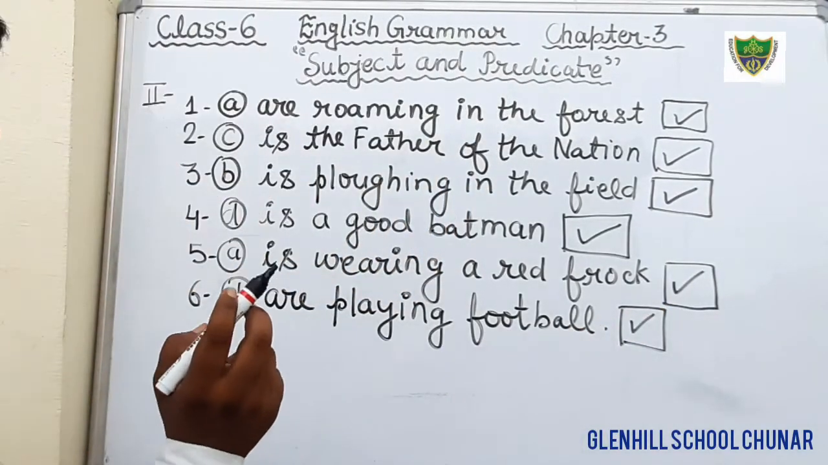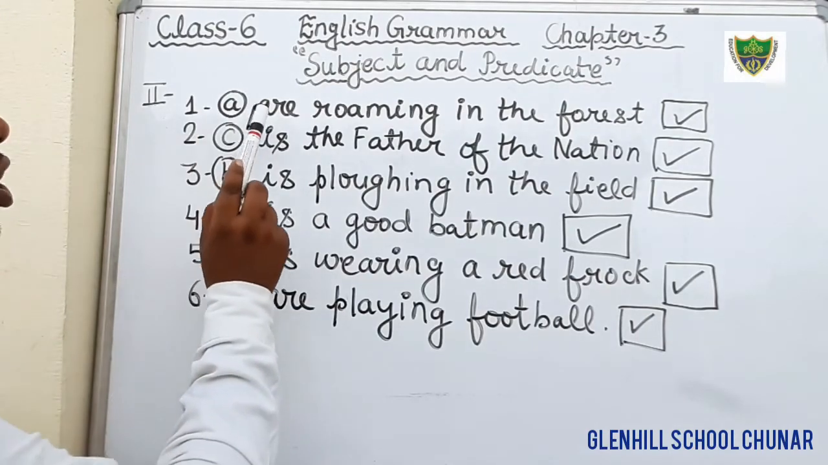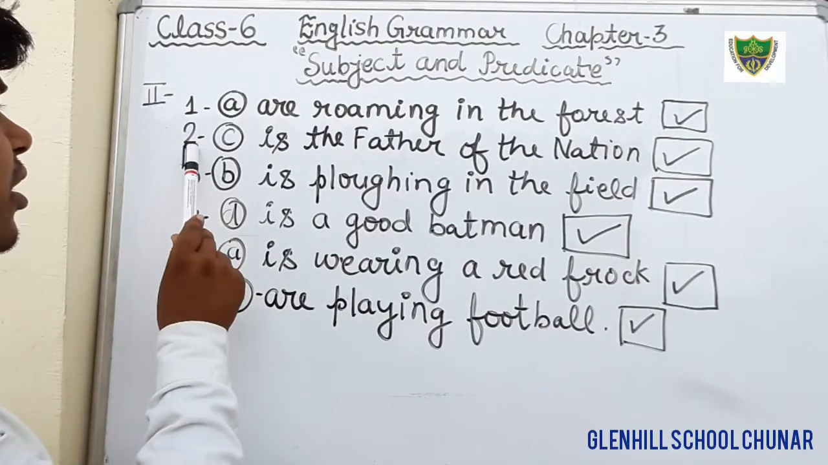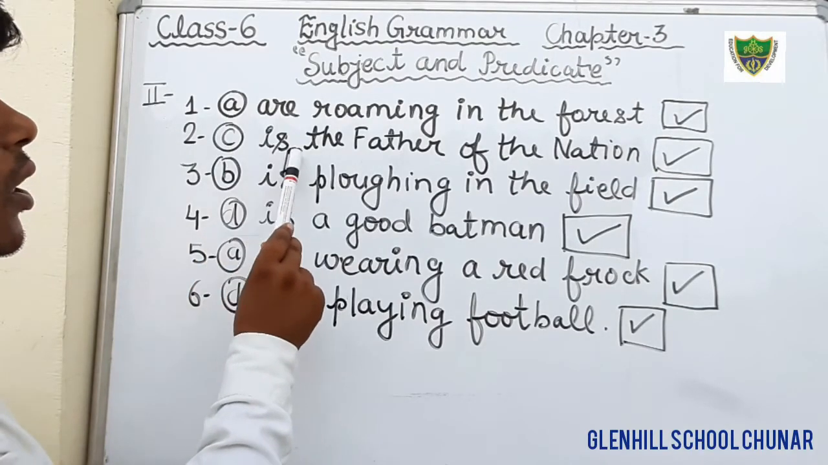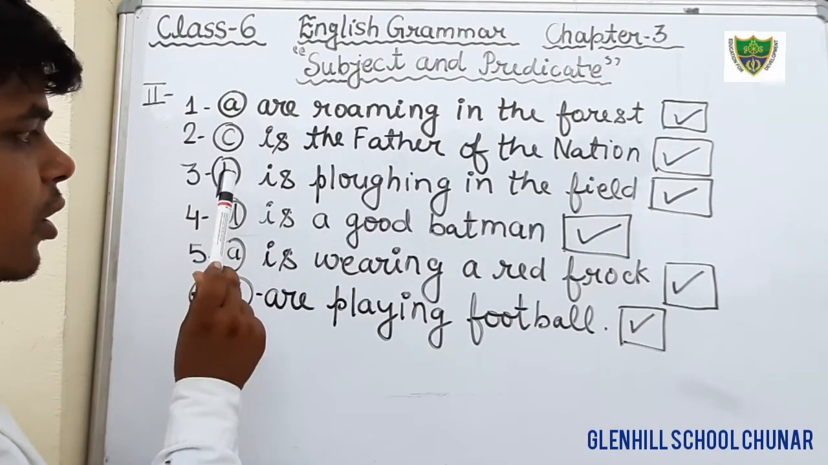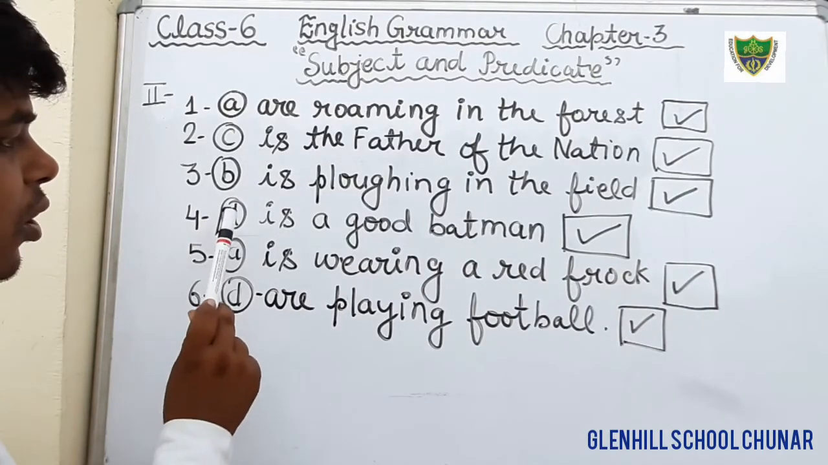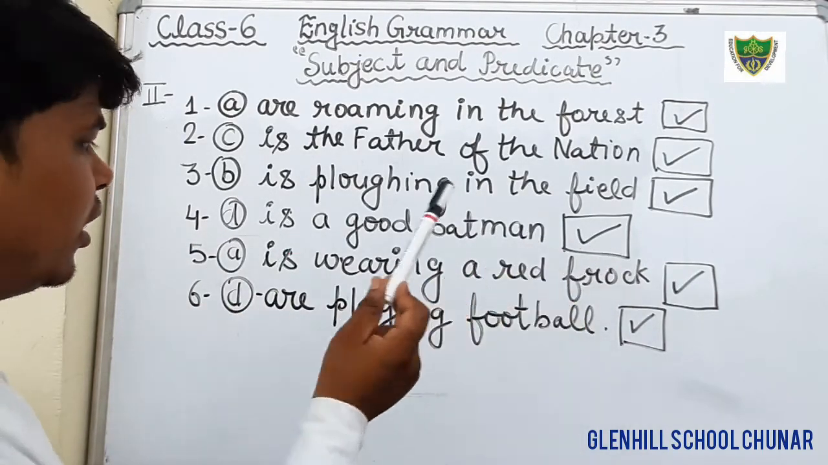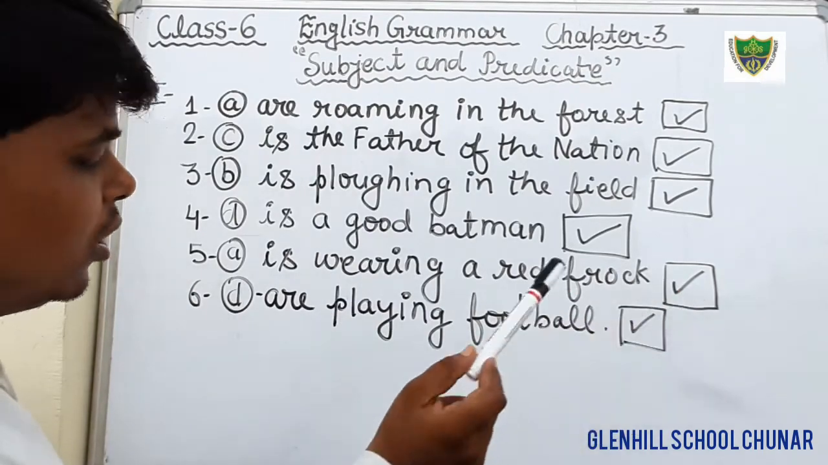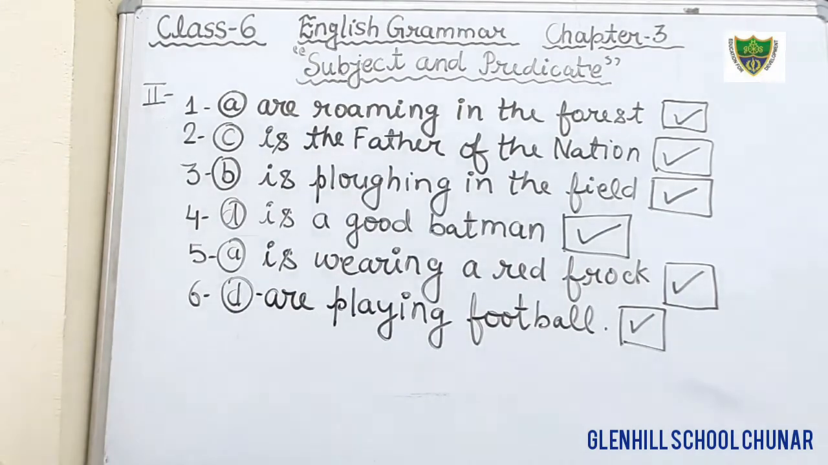Okay students, now we will see here what the correct options are. In question number 1, option number A, are roaming in the forest is the correct option. In question number 2, option number C, is the father of the nation is the correct option. Question number 3, option number B, is plowing in the field is the correct option. Question number 4, option D, is a good batsman is the correct option. Question number 5, option number A, is wearing a red frock is the correct option. Question number 6, option number D, are playing football is the correct option.